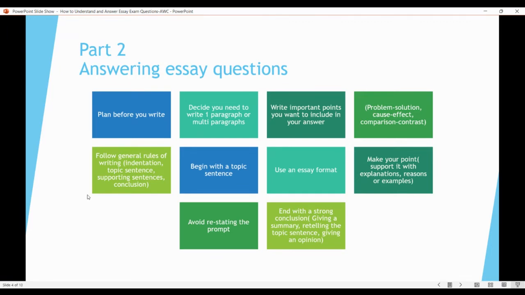You need to begin with the topic sentence. When you start writing, you need to begin with the topic sentence. Why? Because a topic sentence introduces what the topic is. So it's very important to write a very good topic sentence because the reader will know what you are going to talk about in the following sentences.